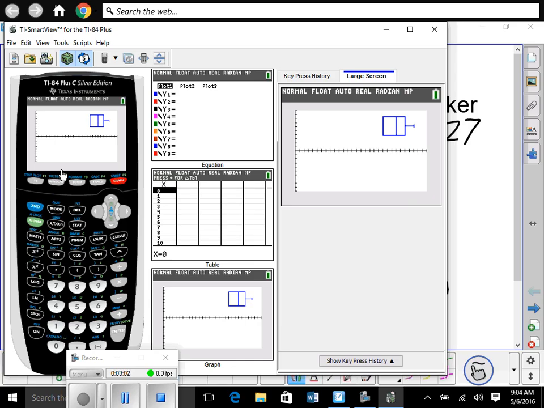So I can draw that in, and then I can also just do trace. You don't hit second trace for these. You hit trace, and then you can scroll with your arrows left and right. So Q1's 20. Our median's 23, that's Q2, and Q3 is 25. So let's draw this in.